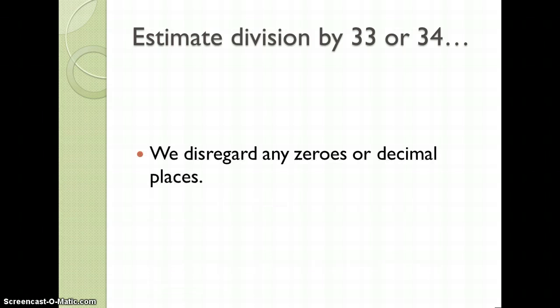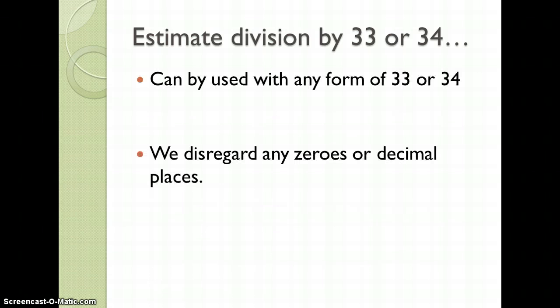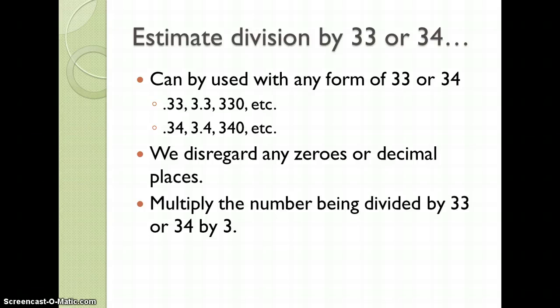To estimate division by 33 or 34, this can be used with any form of 33 or 34, so 0.33, 0.34, 3.3, 3.4, 330, 340, etc. Just like everything else we've done up until this point, we're going to disregard zeros or decimal places. We're going to multiply the number being divided by 33 or 34 by 3, and apply the test of reasonableness.